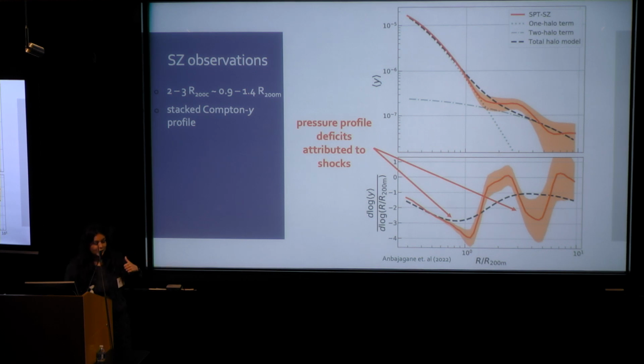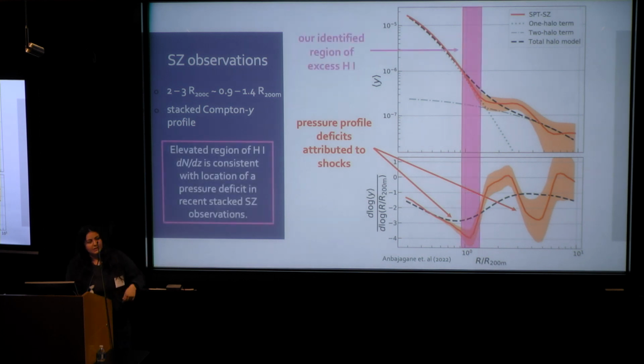If we look at some observational work as well, these are stacked SZ profiles. So this is what I was talking about earlier. This is the Compton Y parameter here, and the bottom is showing the pressure profile for these. You'll see that there are these two deficits in the pressure profile, and these are attributed in the paper to the location of shocks potentially. And if I convert our R200C to R200M and plot it, the location of this excess of H1 that we believe may be attributed to the outer accretion shock lines up with the deficit in the pressure profile that this paper is attributing to shocks as well.